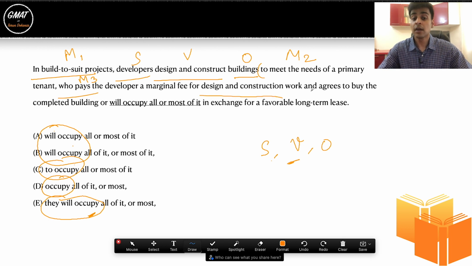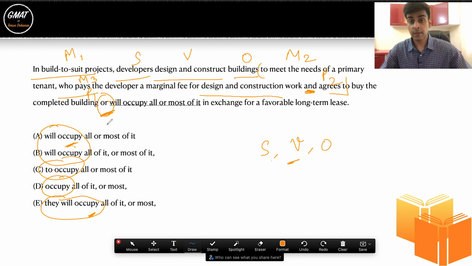This is another parallel construction. And agrees, parallel construction again. So this "agrees" must be parallel with "pays." There's only one verb, pardon me. Who pays and agrees to buy the completed building, or another parallel construction, right? So I have one parallel construction ending here because "and" comes in here, and then there's another parallel construction here which will work with the verb "occupy," right?